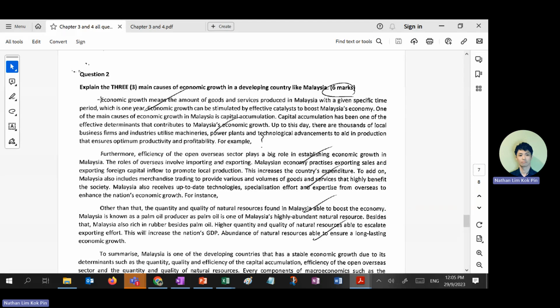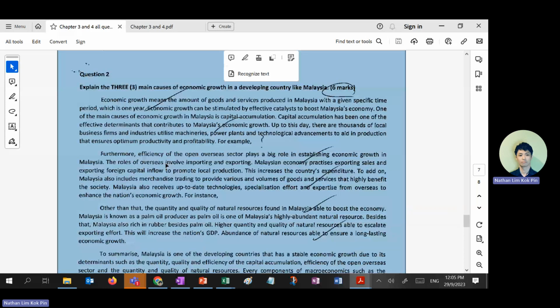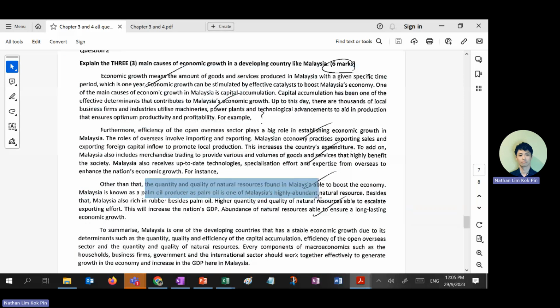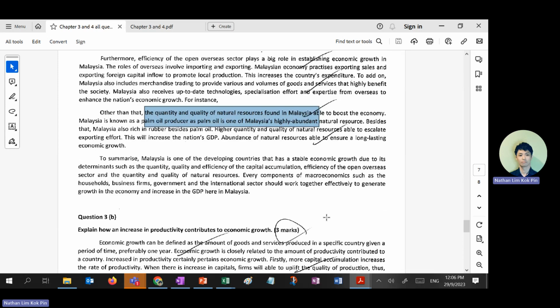Same thing, ladies and gentlemen. Start with definition. After that, capital accumulation. After that, importing and exporting. After that, quantity, QQ. So this student, the problem with this essay is she linked to the big category and also to the small category. So it's very hard for me to mark. If you want to talk about a specific one, you talk about the specific one. If you want to talk about the big category like QQ, then you talk about QQ, and efficiency. So she linked it a little bit jumbled up. So it's not really good.